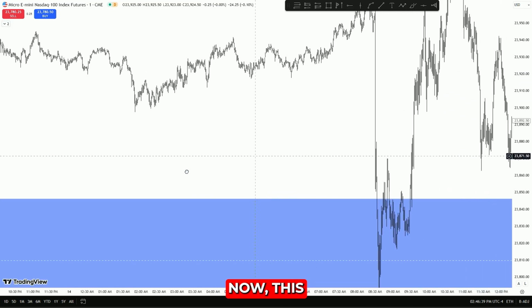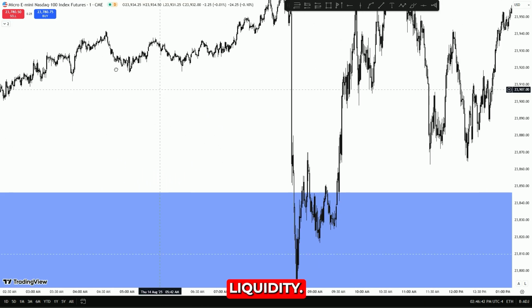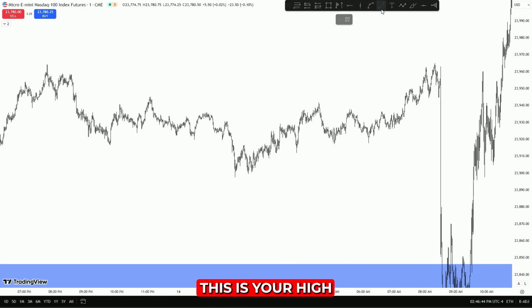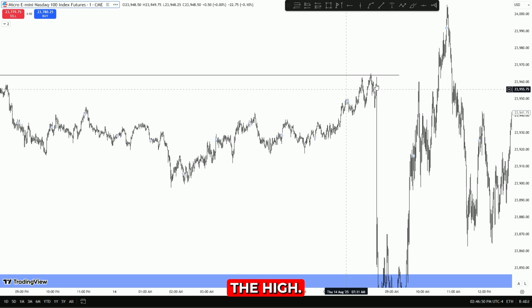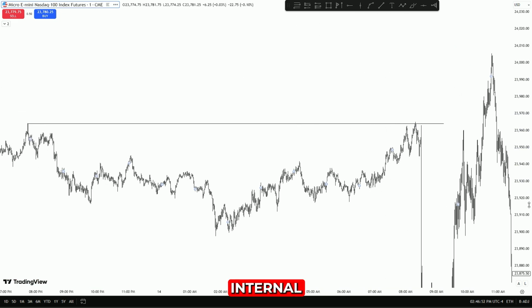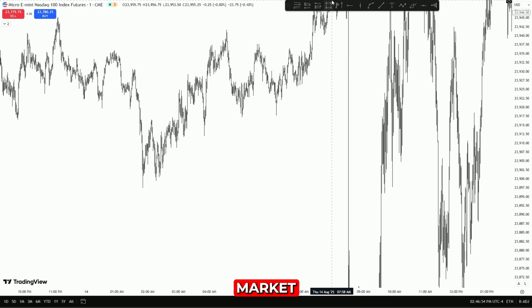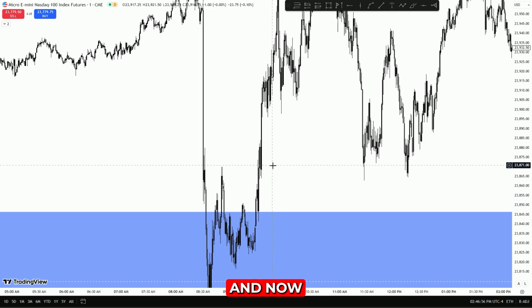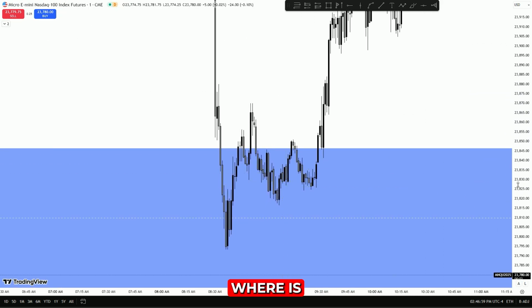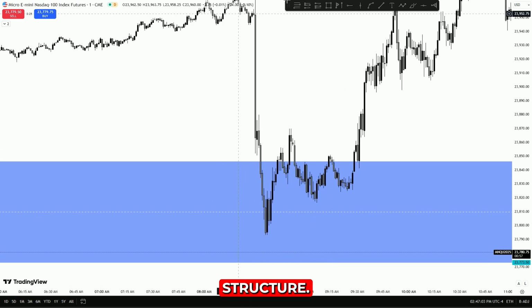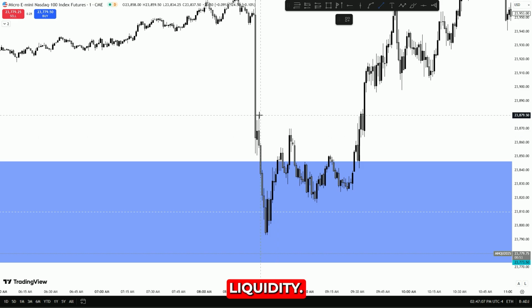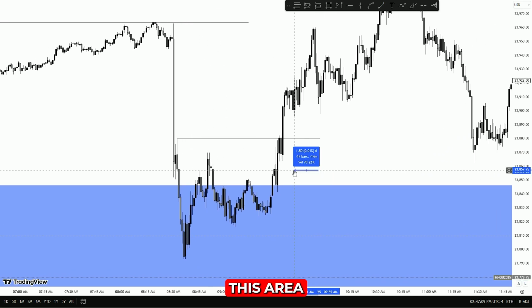Now this is your internal liquidity. You got the clear reaction. This is your high. The market swept the high. This is your internal liquidity, internal buy side. The market swept that, simply moved toward the sell side, and now you don't know where the market is going. So what do you do? You wait for the internal structure. This is your internal liquidity, this area.